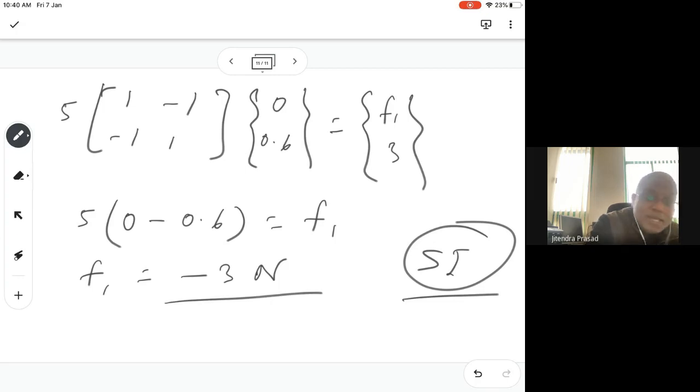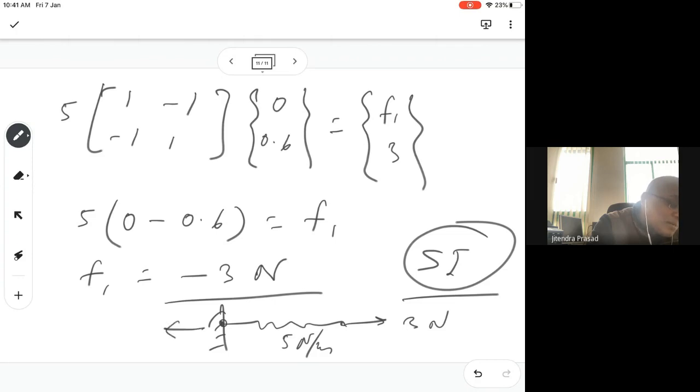And F1 equal to minus 3. Why? Because you have a reaction force. So the actual solution, if you have 3 Newton here, and here you have the 5 Newton per meter, right? And if it is fixed here, automatically the reaction force here will be in the opposite direction, of 3 Newton, and hence you are getting it. Without applying any Newton's law, you are actually getting minus 3 Newton, right?